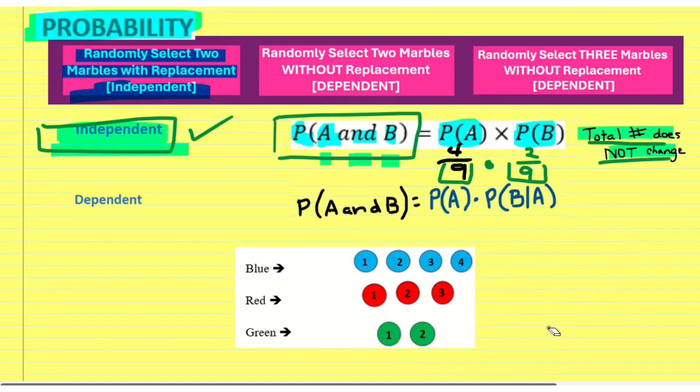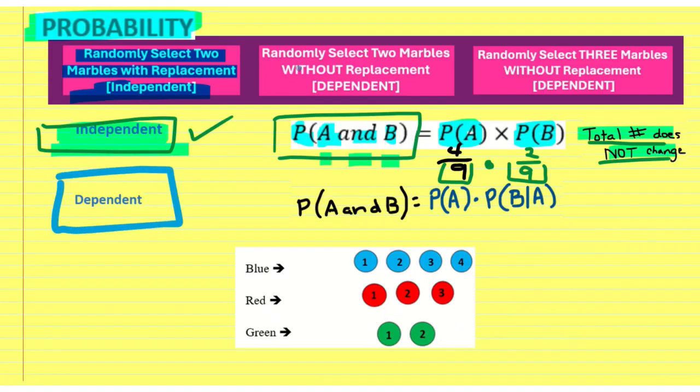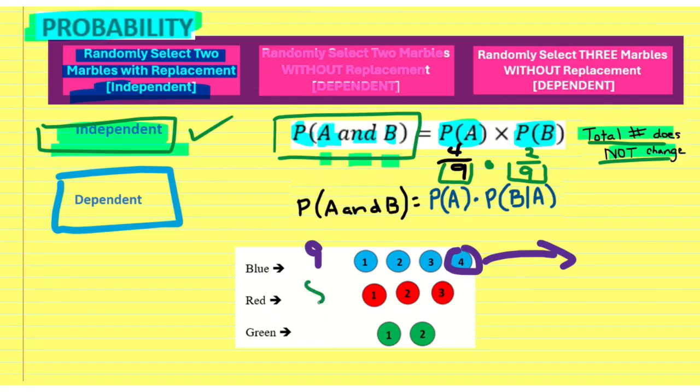Okay, so we've got this dependent situation over here, dependent. And this means that we are going to randomly select 2 marbles without replacement. That is the dependent situation. So now I'm going to take this blue marble and I'm going to pull it out. And I'm not going to put it back in. So I started out with 9 marbles in my bag, but now that I pulled 1 marble out, I only have 8 marbles left in my bag.